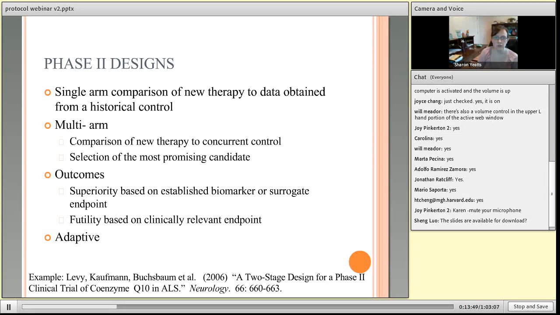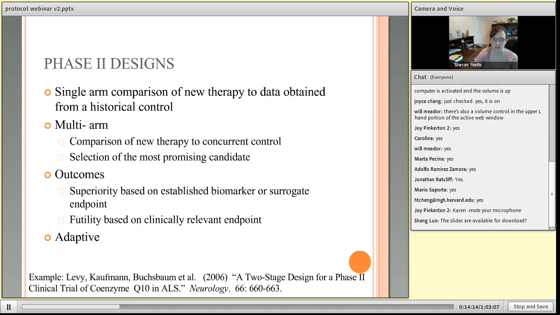The outcome could be, as I said, selection of the most promising endpoint, which does not have to be based on a statistical hypothesis test. It might be a superiority test, but based on an established biomarker or some surrogate endpoint rather than the clinically relevant endpoint you might use in a definitive trial. Or it might be a futility test based on a clinically relevant endpoint.